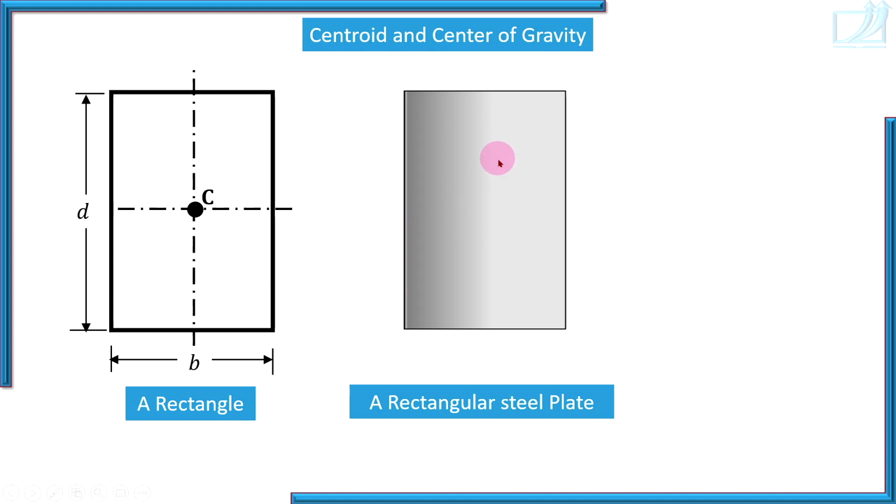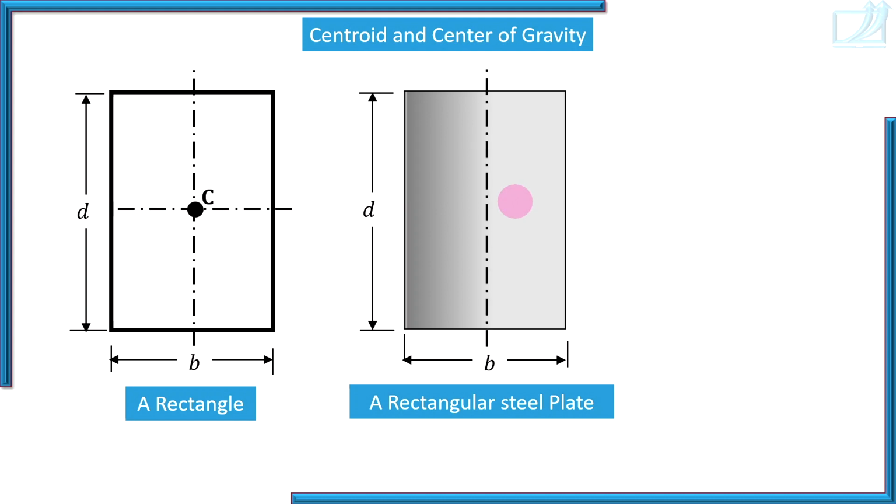Here is a rectangular plate made of steel. So this is actual physical body. So it has a shape and it has mass also. So B is its width and let D be its height. Now it has rectangular shape. So on its axis of symmetry, it is centroid. Centroid is the center of shape of the plate, and shape of the plate is a rectangle. So centroid is the center of its shape.